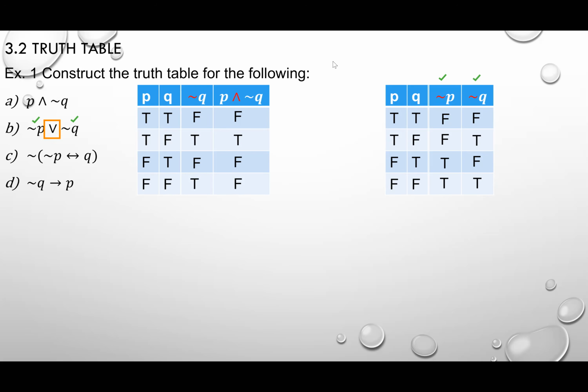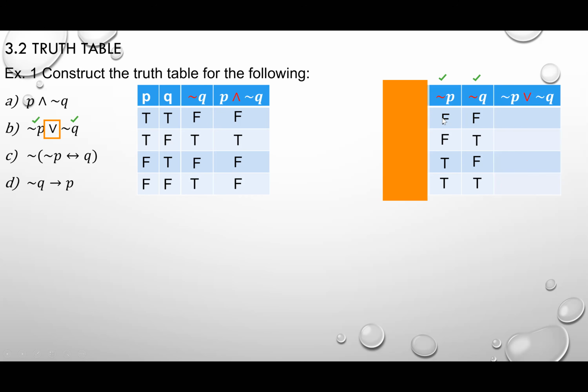And now, well, we can find the disjunction. And what is the disjunction? The disjunction tells me to take a look at those two columns. If you look at the rule, the criteria tells you that the disjunction, the or statement, is false only when both of them are false.